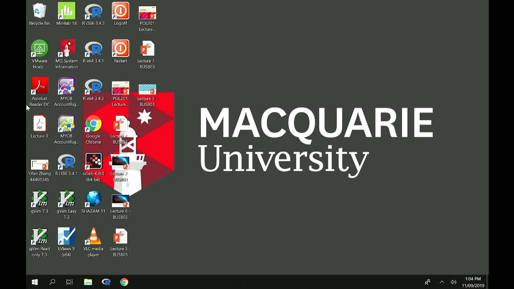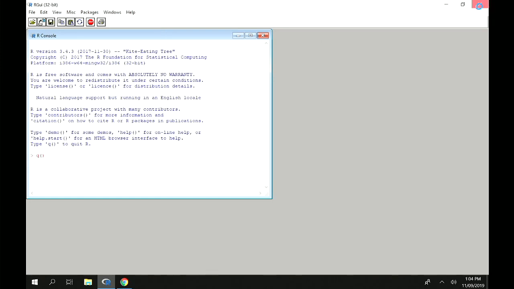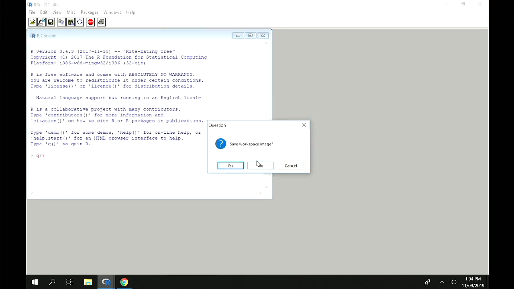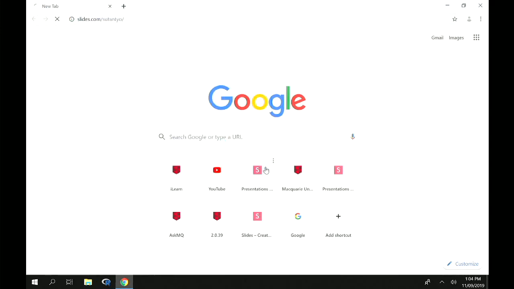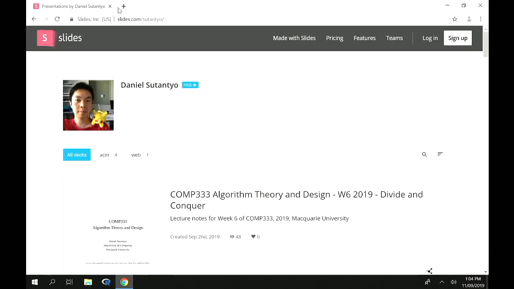I can't get my computer to work. I'll go into iLearn to get the... Where's it going?